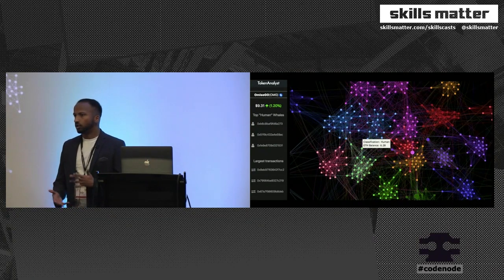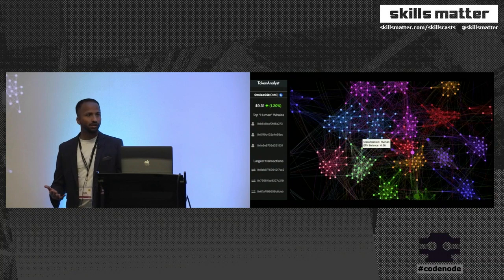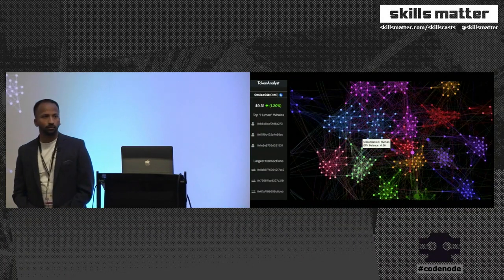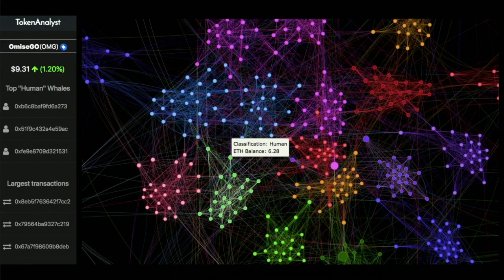Over the past couple of years, there have been hundreds of tokens built on top of public blockchains. This is an example of one, OmiseGO. Each of these tokens has a rich ecosystem of actors who are interacting, transacting with these tokens, and spending them. What we're trying to see is, who are these people, if they're people at all? And the colors here represent different classifications of entities that we have tagged.